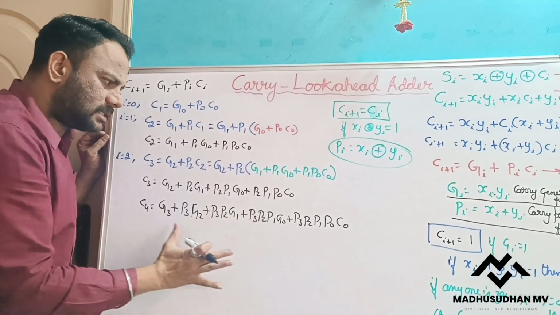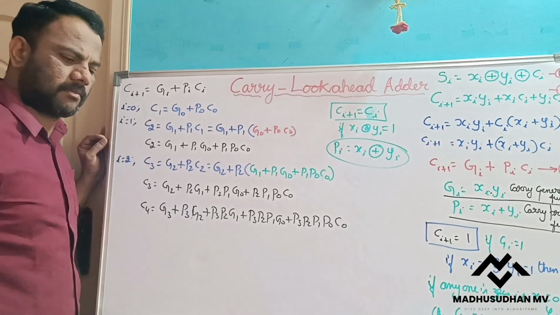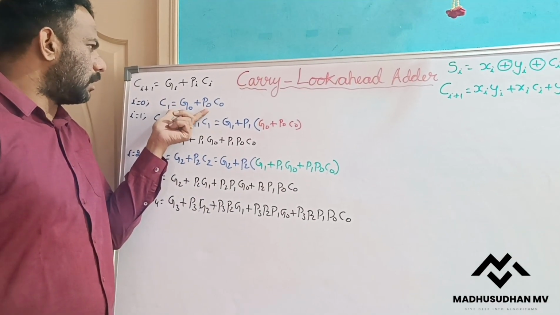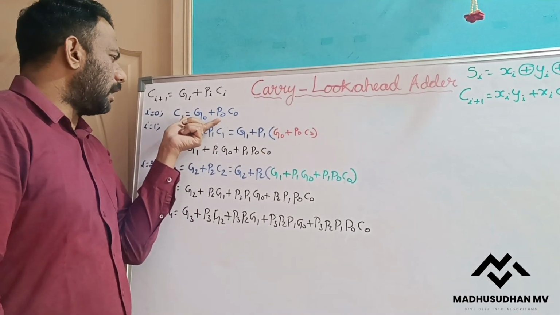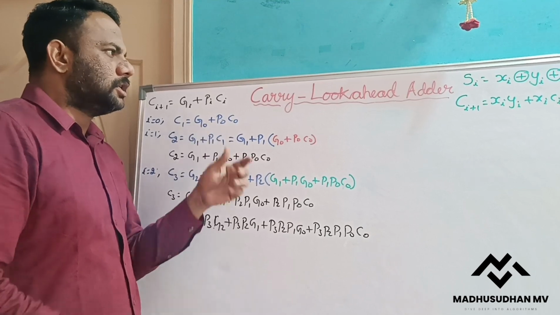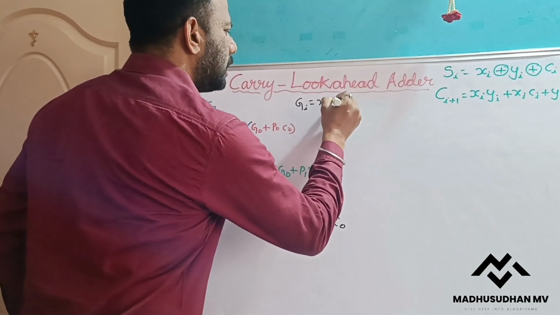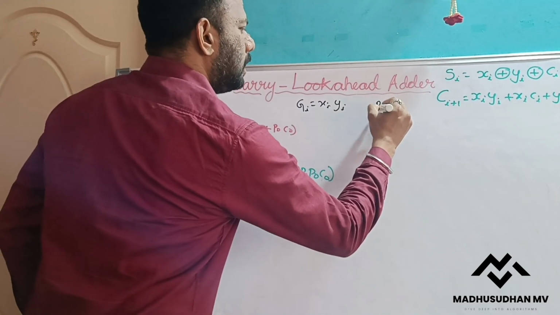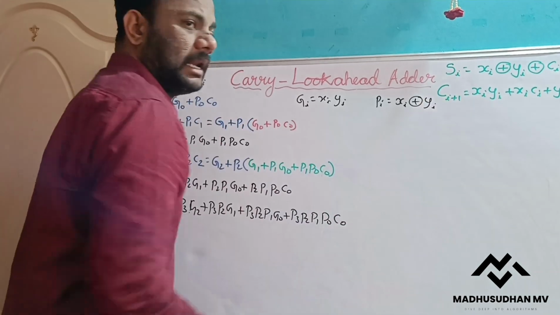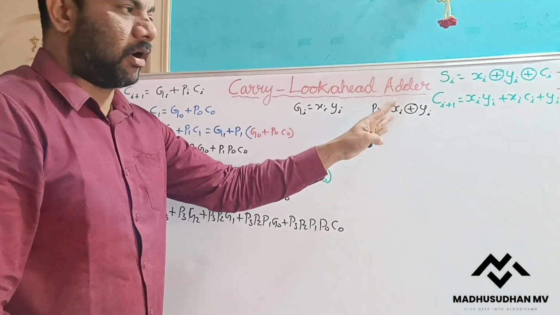Now, with this equation, I am going to make the circuit. We know carry 1, according to the carry look-ahead adder, is equal to G0 plus P0 C0. G0, or Gi, is equal to Xi into Yi, and Pi is equal to Xi exclusive OR Yi. We can write this instead of Xi plus Yi, because any one should be 1. Any one means exclusive OR, so I have done it like this.